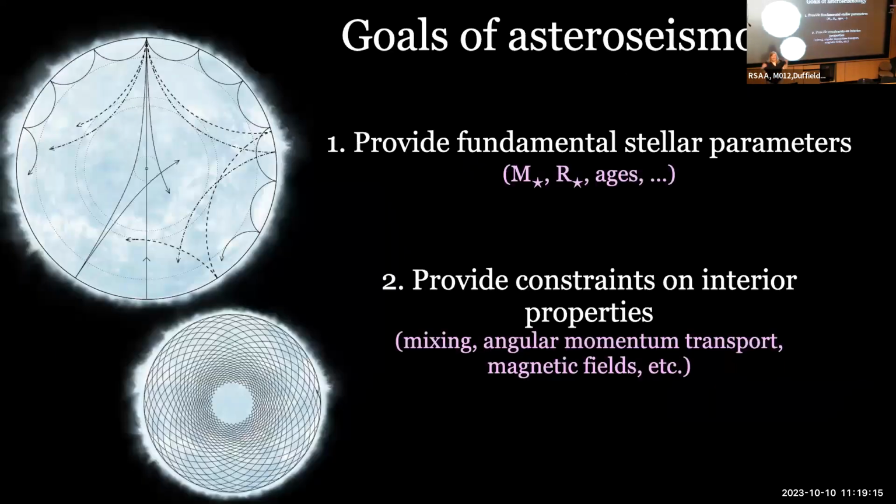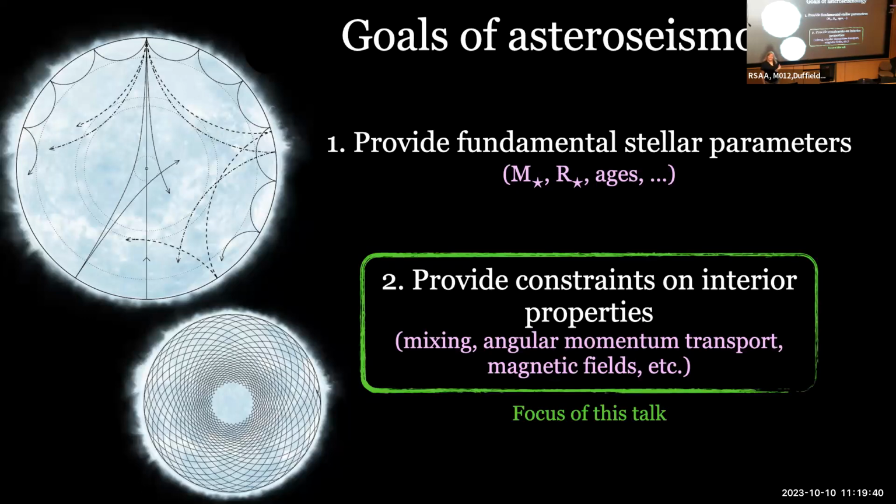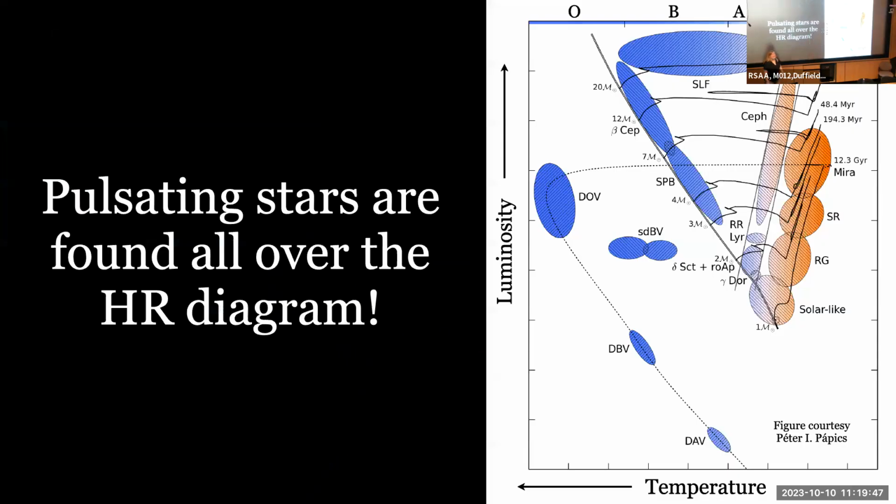And so asteroseismology has two main goals. On one hand, we want to be able to provide precise stellar parameters, such as masses, ages, and radii, and so forth. And the other goal of asteroseismology is to provide good constraints on the interior properties of the stars, such as the mixing profiles and the rotation rates. And if you read my abstract, you might have guessed that this second point is exactly the focus of this talk.